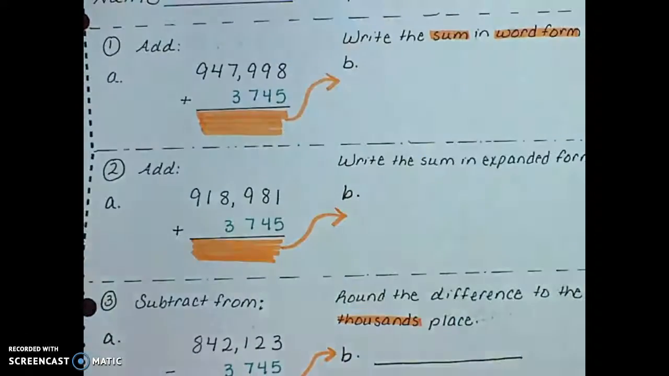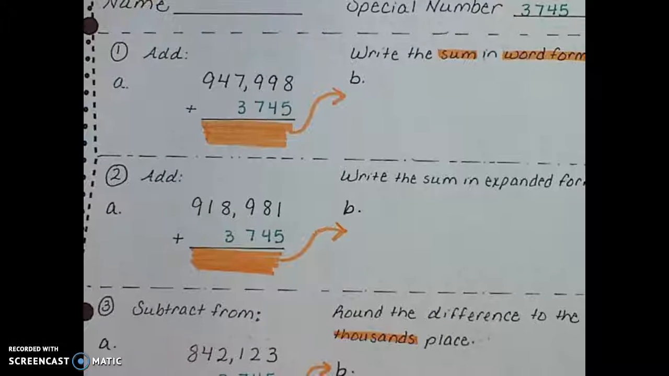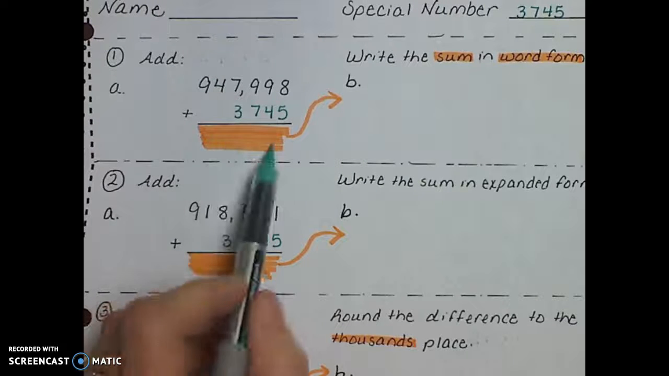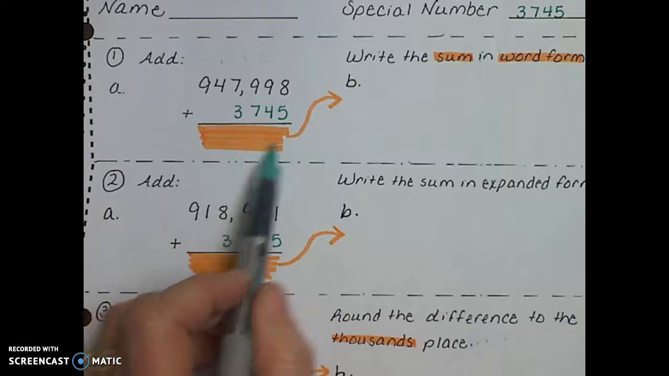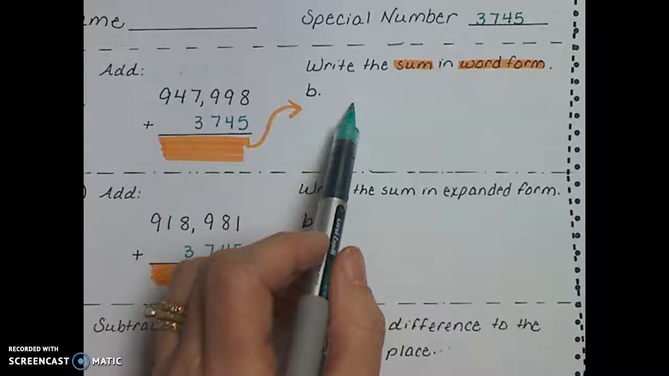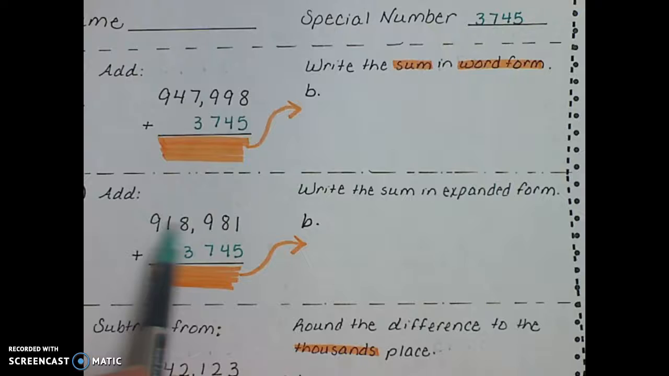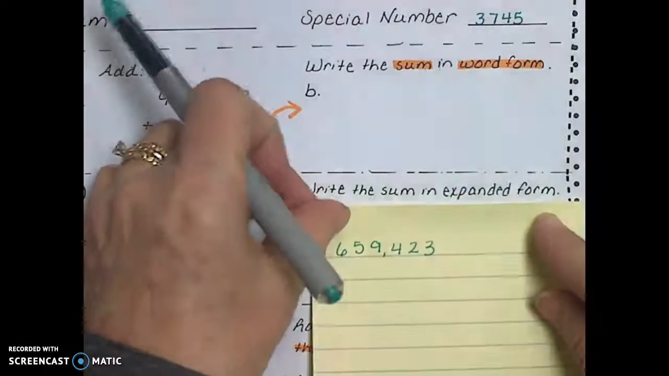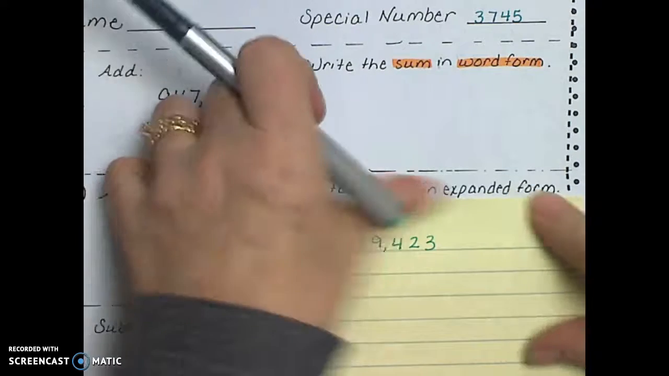Now what I want to do is just go over a few things with you. When you're working on this, and you have your number written in, and you finish adding, that answer is called the sum. You're bringing it over here and writing it in word form. Same thing, just a slightly different number, and you bring your sum over here, and this time you are going to write it in expanded form. So I wanted to go over expanded form with you just for some quick practice.